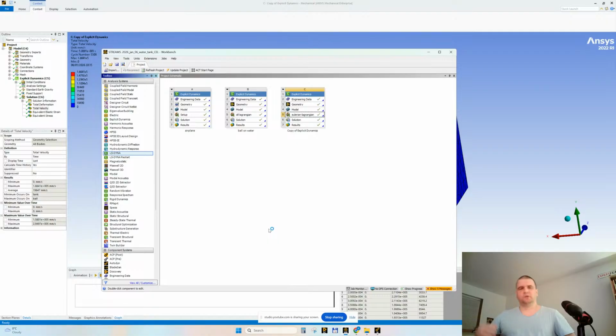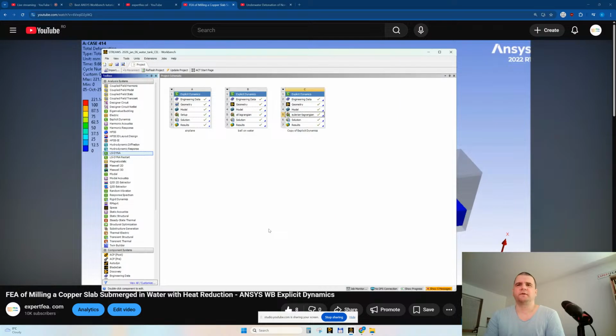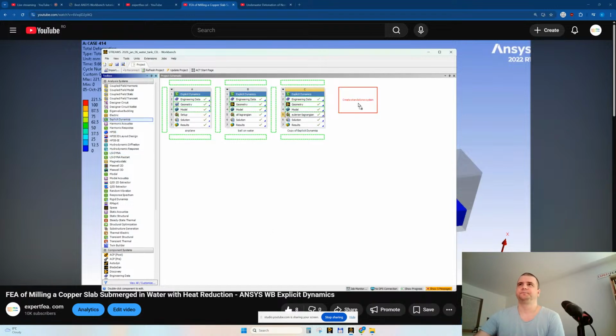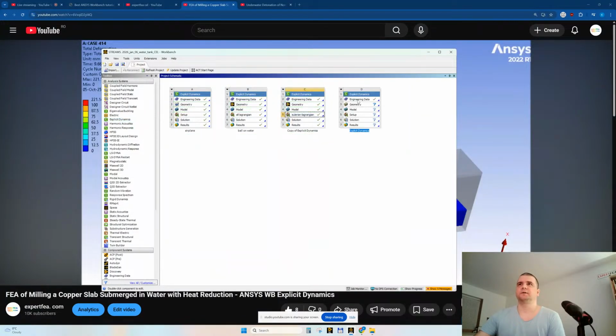So, in order to have fewer degrees of freedom to solve, fewer equations to solve and fewer nodes, we almost always need to have shell parts in explicit dynamics. Yes, I will drag and drop a simulation from 0.